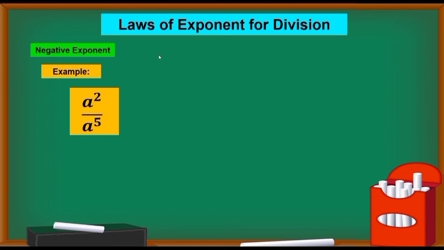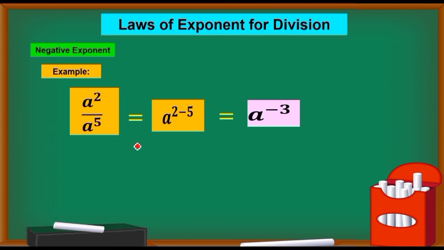So, for example, a squared over a raised to 5. Ano ba napansin natin mula dun sa kaninang example? Diba mas mataas ang exponent na nasa numerator kesa sa denominator? Dito naman po, mas mataas ang exponent sa denominator. So, kung i-apply natin yung rule natin ng subtraction, magiging a raised to 2 minus 5. And 2 minus 5 is negative 3.